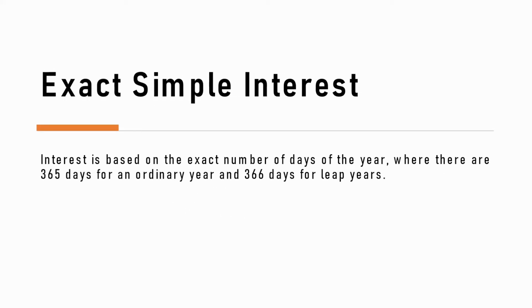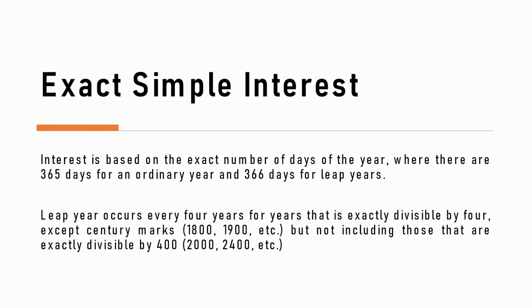At yung isa yung exact simple interest, interest that is based on the exact number of days of the year, where there are 365 days for an ordinary year and 366 days for leap years. So yung leap year, kung familiar tayo doon kung kailan nangyayari yung leap year, so every 4 years. Pero hindi doon sa tinatawag na century marks, sa 1800, 1900, 1700, pero leap year kapag yung year mo exactly divisible by 400. Kung naalala nyo pa sa science, nung elementary, 365 and a quarter day. So, naitatama niya every 4 years.